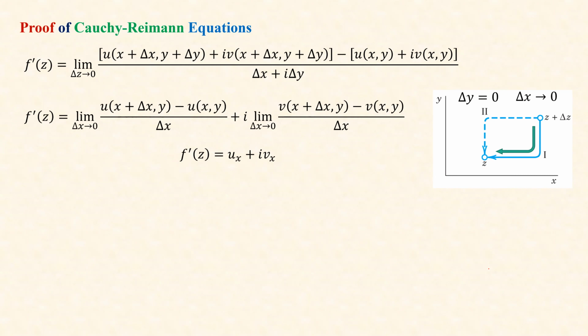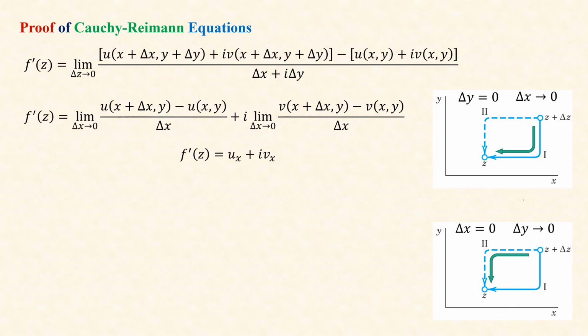Now we're going to approach z from the second route. So if you go this way, what happens? In this case, you have delta x put equal to 0 first, and then delta y goes to 0. If you put delta x equal to 0 in this equation, this goes away. So all of these delta x's go to 0, and then delta y approaches 0.